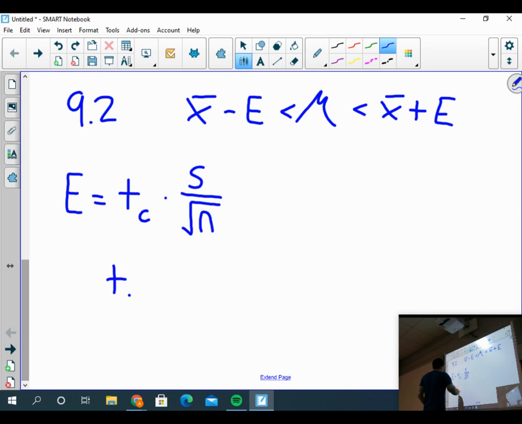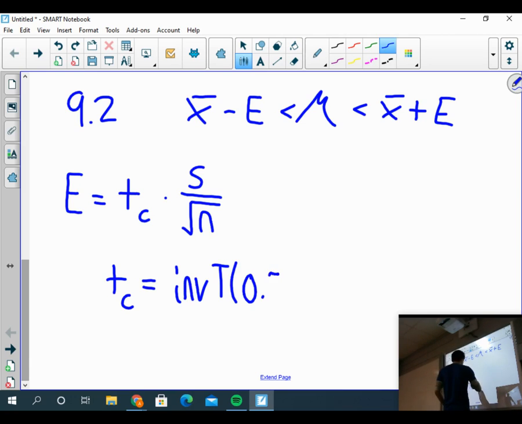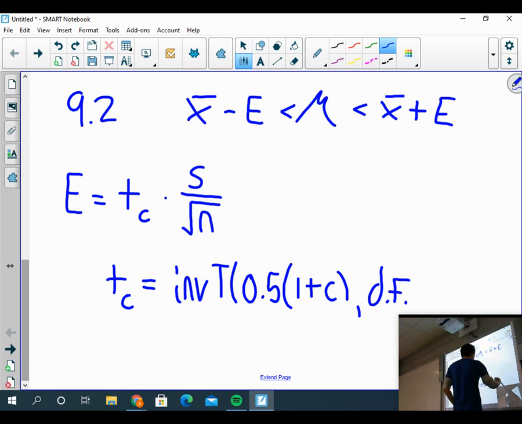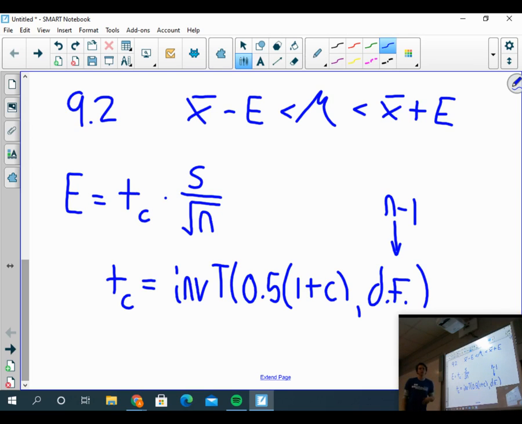So how do we calculate the critical value T of C? Well, we use this formula called inverse T: 0.5 times 1 plus our level of confidence. And then this was all based on our degrees of freedom, which again was our sample size minus 1. Because all t-distributions are different, each t-distribution is slightly different depending on the sample size, specifically the degrees of freedom, which is our sample size minus 1. So again, we were able to create our confidence intervals. Life was good.